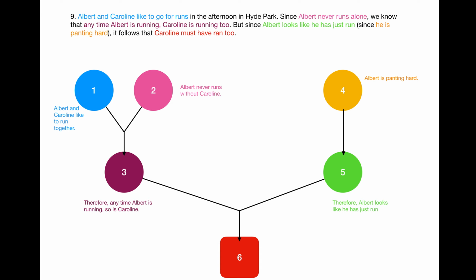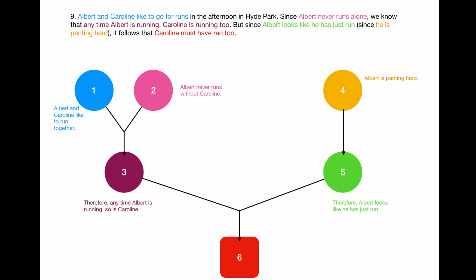No, just because you like to do something together doesn't mean you always do it. So we put that with Albert never runs without Caroline, and we can go, therefore, anytime Albert is running, so is Caroline. Why can't I go from 2 to 3? Albert never runs without Caroline, therefore, anytime Albert is running, so is Caroline. Well, we don't know. If Caroline doesn't like to run, then Albert just may never run. Okay, so that sets up that they do run, and that he never runs without her, therefore, if he's running, she's running.